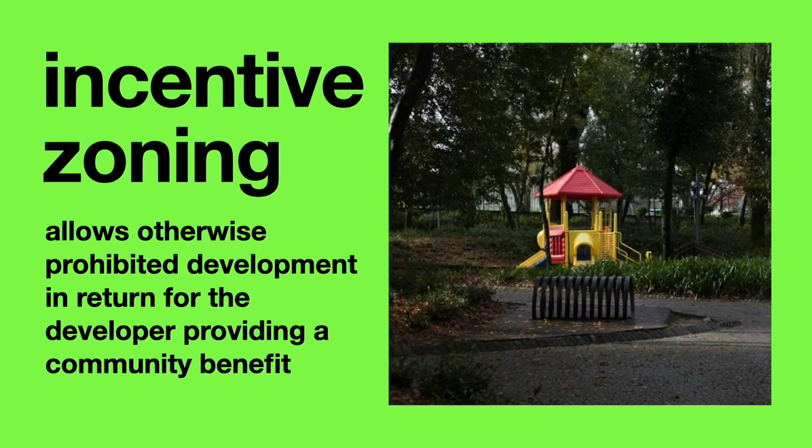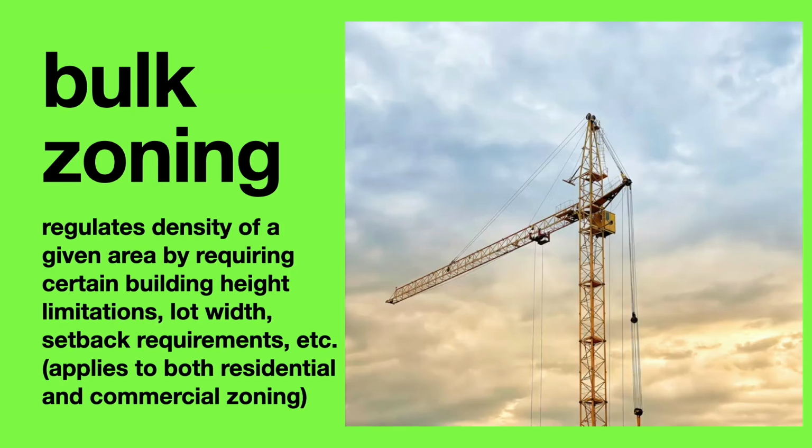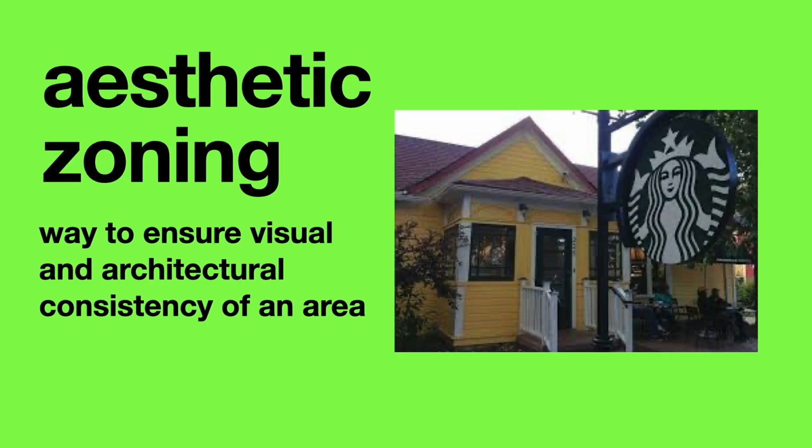Incentive zoning allows otherwise prohibited development in return for the developer providing a community benefit. Bulk zoning regulates the density of a given area by requiring certain building height limitations, lot width, setback requirements, etc. This applies to both residential and commercial zoning. Aesthetic zoning is a way to ensure the visual and architectural consistency of an area.